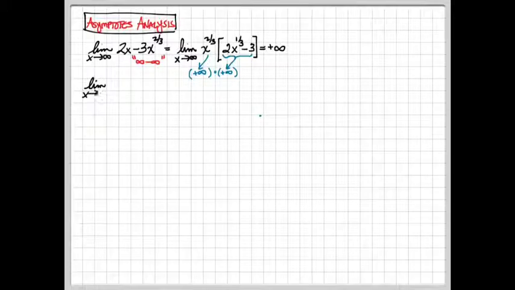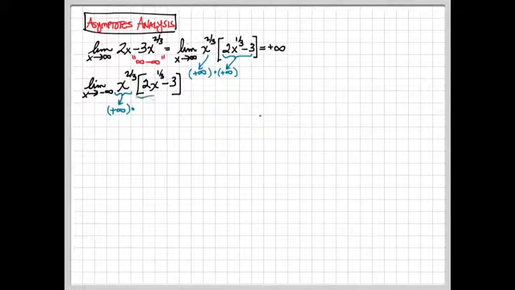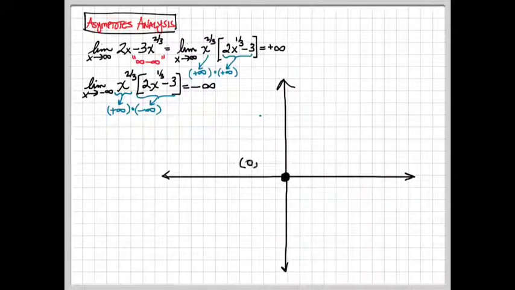A similar analysis as x goes to negative infinity. This time, x to the 2/3 is going to go to positive infinity because of the square that's happening, but the second factor, x to the 1/3, is going to end up going to negative infinity. So positive infinity times negative infinity gives me a negative infinity. With all this information, I believe we are ready to graph the function.